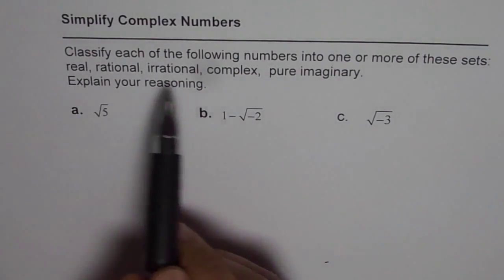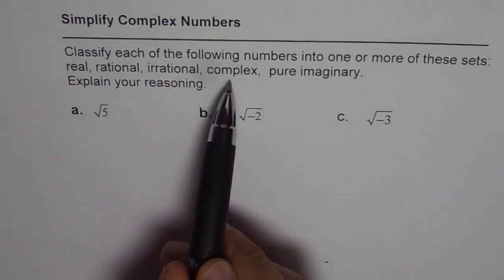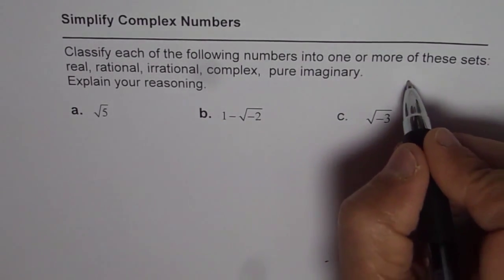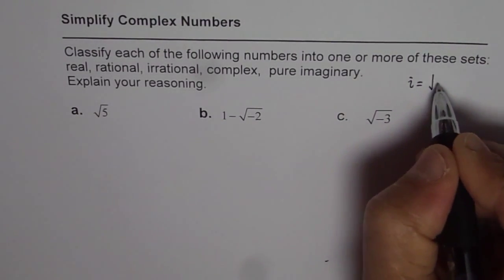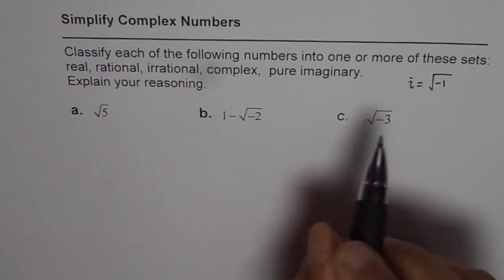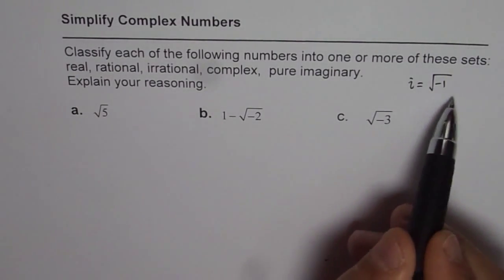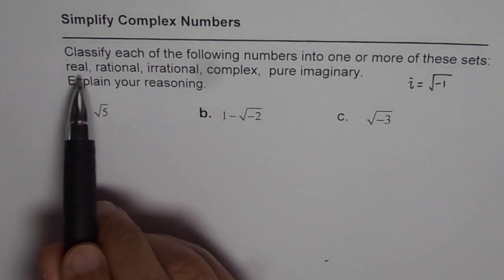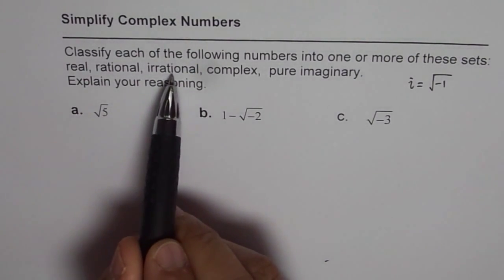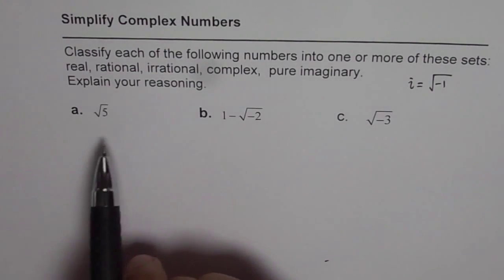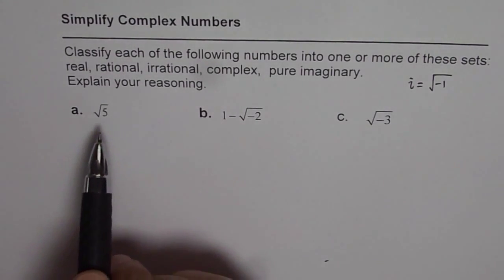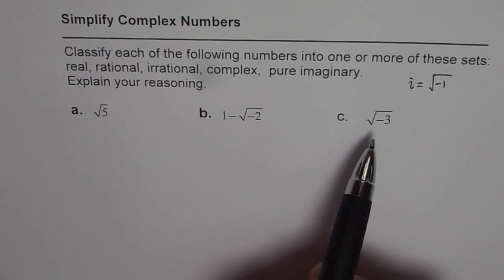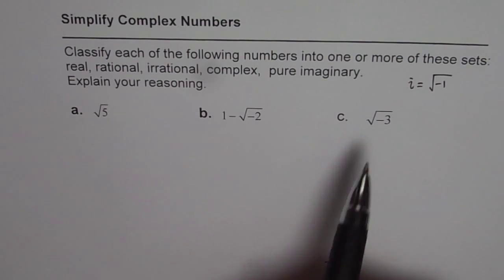So we are just beginning to start with complex numbers, and it is important to understand that all real numbers are complex numbers. Complex numbers have an imaginary part where i is equal to the square root of -1, right? So complex numbers include these imaginary parts also. Now, as you know, real numbers include rational and irrational numbers. So when we answer this question, for every part which we are given, they could belong to more than one set. So remember that part.